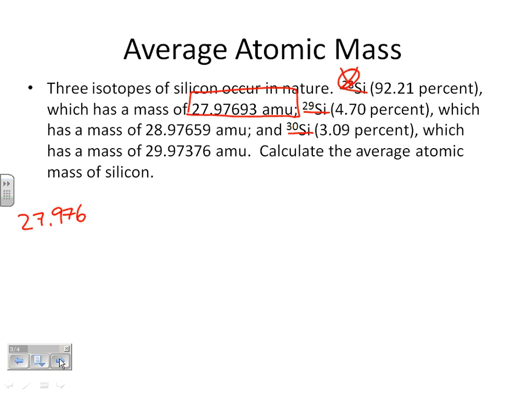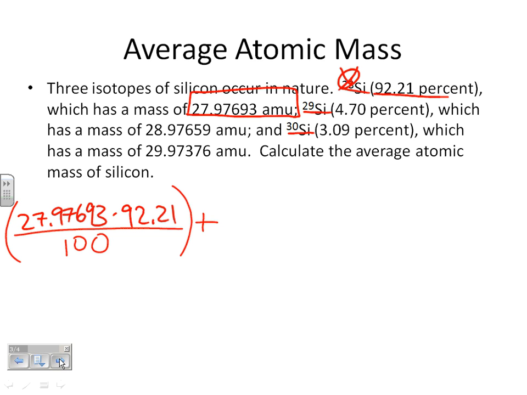27.97693 times the percent. The first isotope has a percent occurrence of 92.21. Then we're going to divide this whole thing by 100. To that, we're going to add the same thing for the other isotopes of silicon.